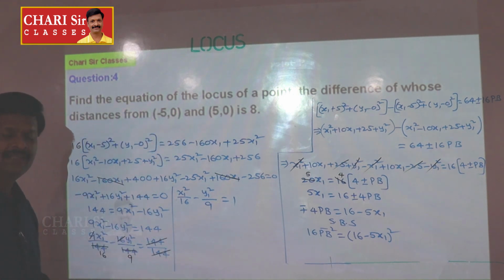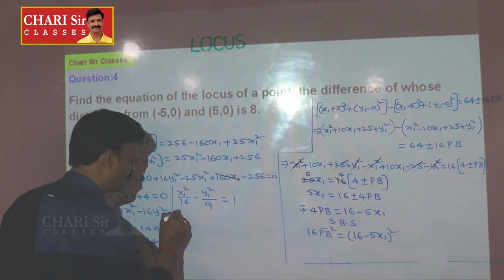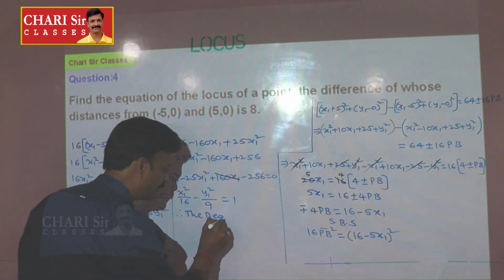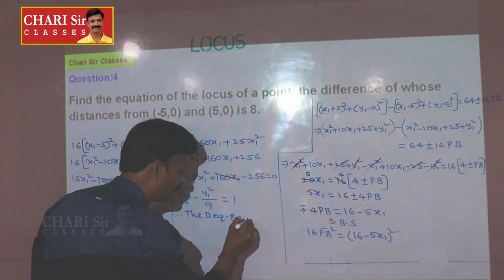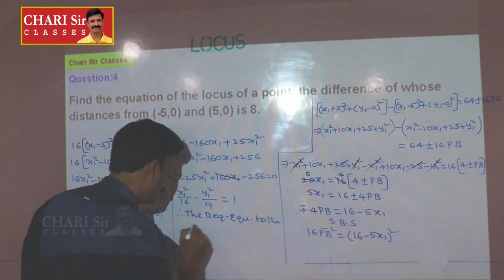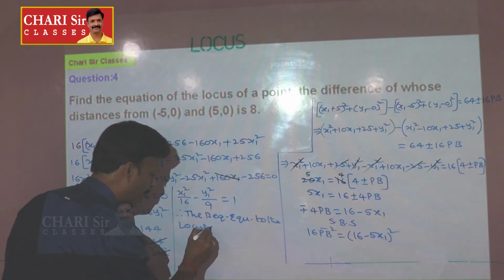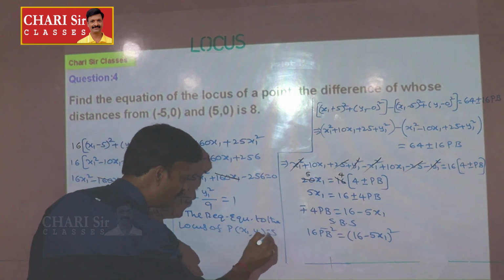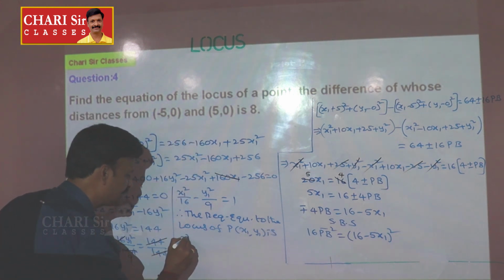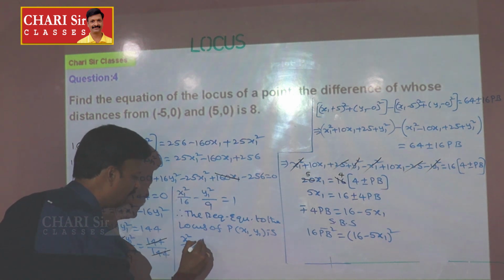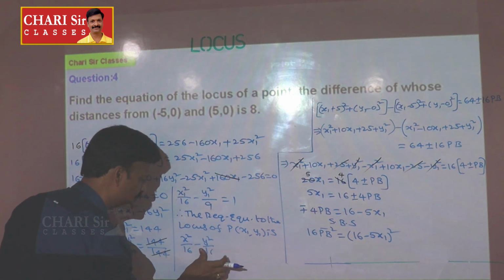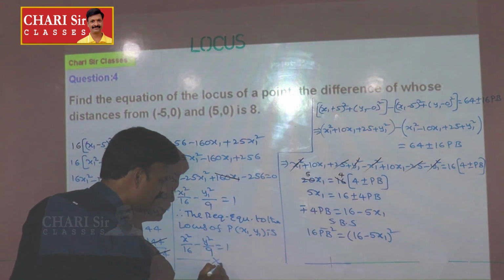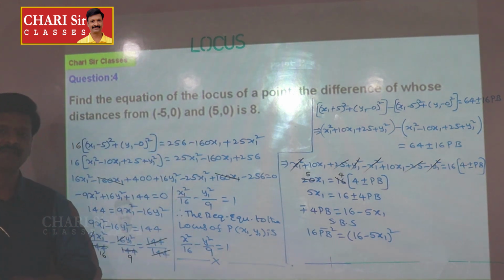Now we need to write the required equation to the locus. Therefore, the final step is the required equation to the locus of P(x1, y1). We generalize this equation, that is x square by 16 minus y square by 9, which is equal to 1. This is the required equation and it is a very important question.